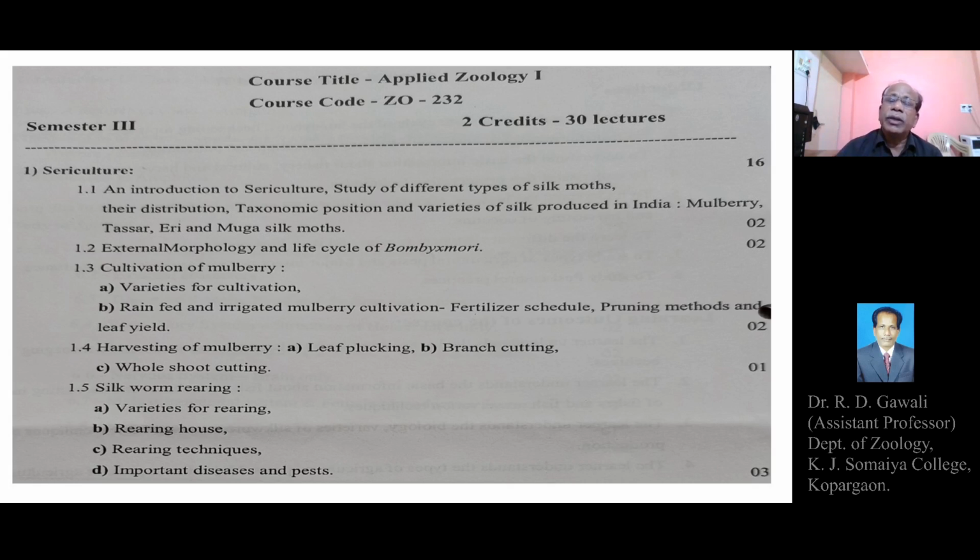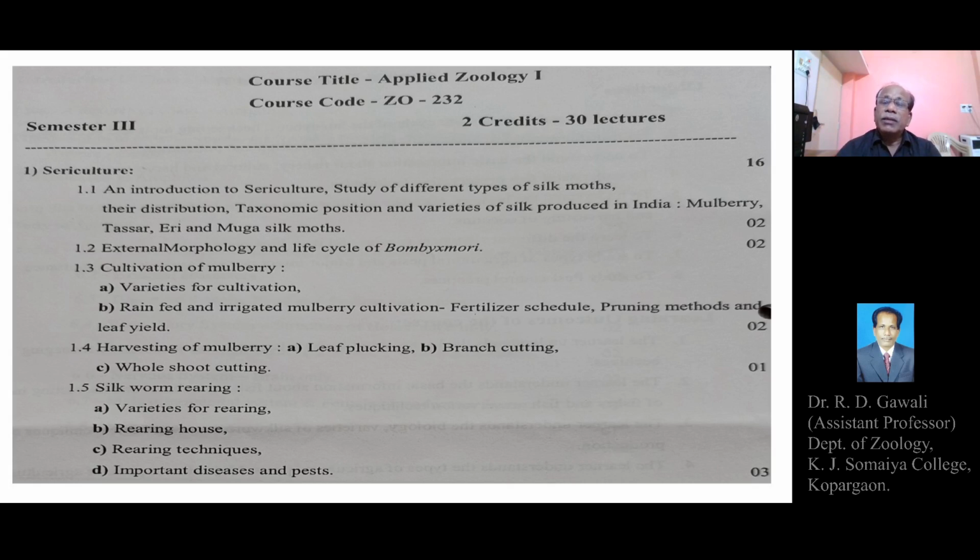Then the branch cutting method, where we cut the branch of the plant from the base. And the whole shoot cutting method means the entire shoot or the entire plant is cut from the base of the plant. So these are the three methods of harvesting mulberry, and they have some advantages and disadvantages also. If we adopt the leaf plucking method, it will require more labor or manpower for harvesting leaves.